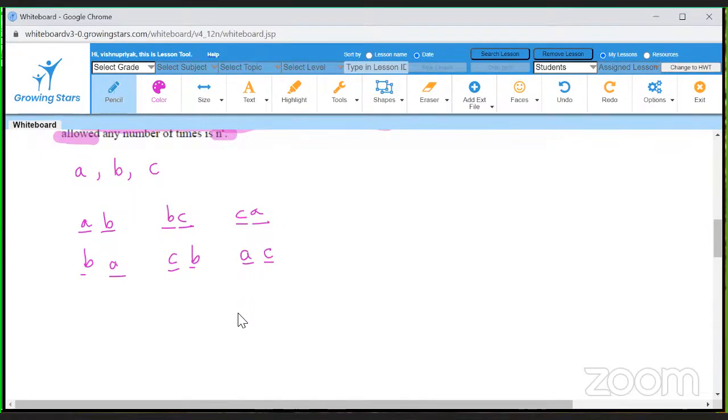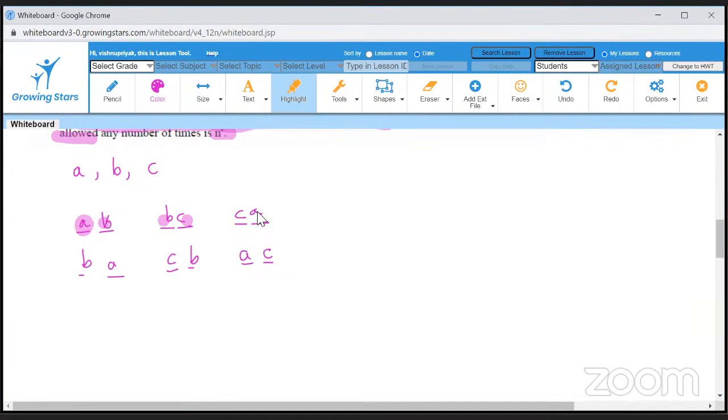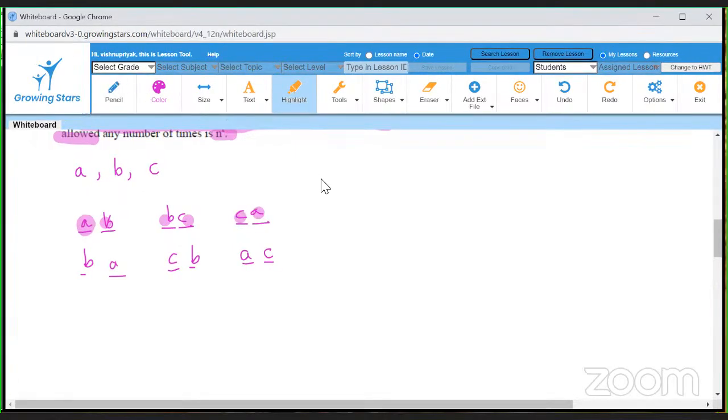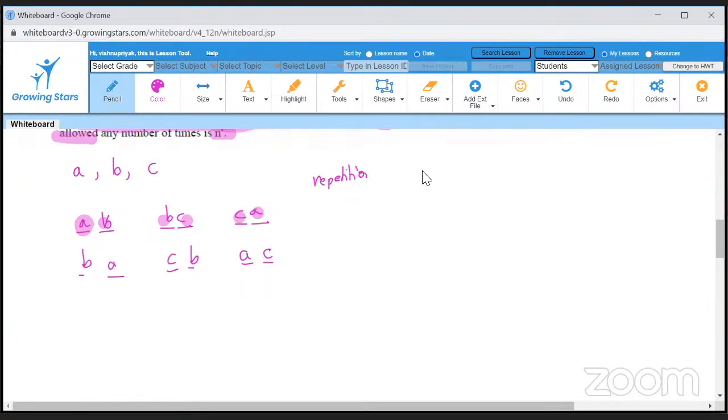In all these arrangements, repetition is not allowed. Why is repetition not allowed? Once A came, it is not coming again. Once B came, it is not coming again. Once C is there, another C is not there, A is there. So in such arrangements, repetition is not allowed.